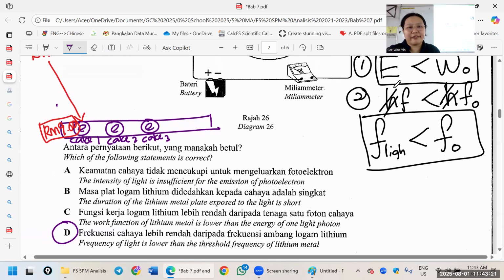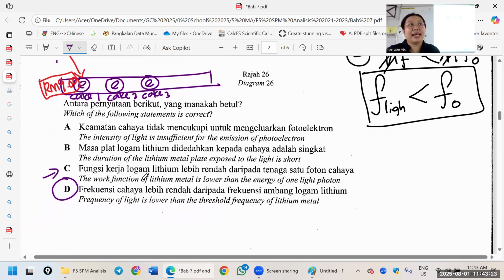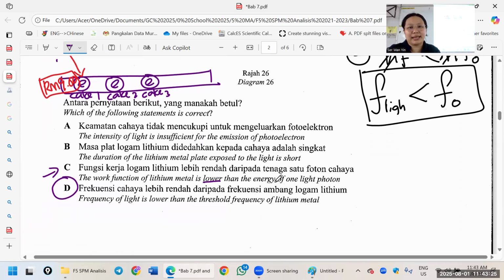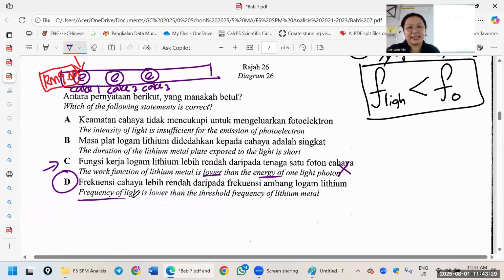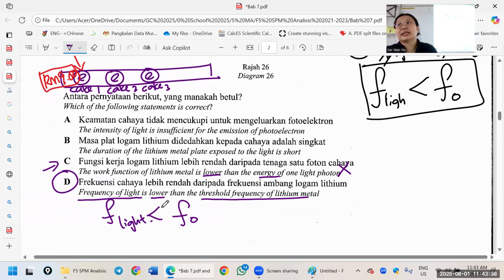Okay, so yes, either you say photon less than work function, but see the ballet work function lower than this, so wrong. Then or frequency of light is lower than threshold frequency. Now understand? The question always asks this question only. You just need to know their relationship, done.